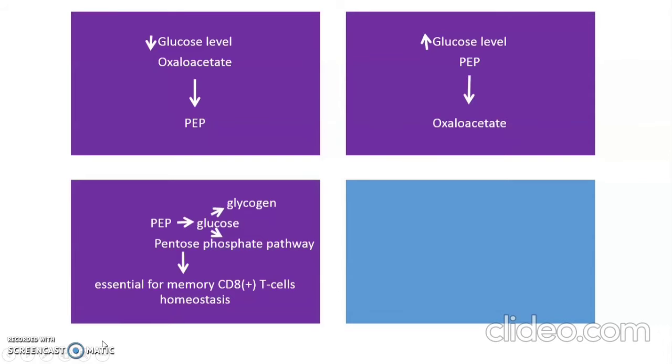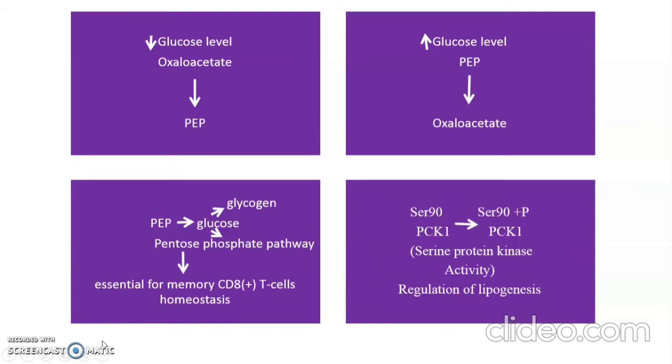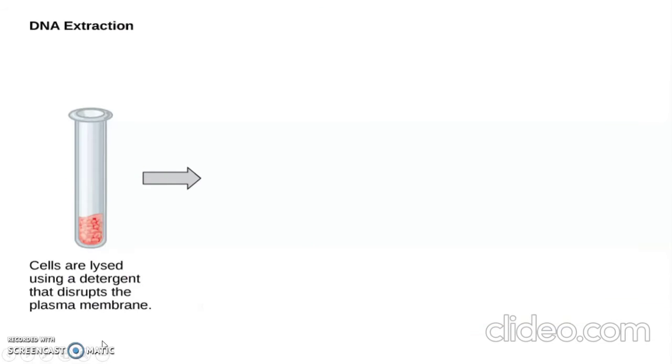It also acts as a regulator for the formation and the maintenance of memory CD8 plus T cells. On phosphorylation at serine 90 of PCK1, there is a reduction of the binding affinity to oxaloacetate and it promotes a serine protein kinase activity, which helps in regulation of lipogenesis. So it's now time to extract our gene from the human cells.